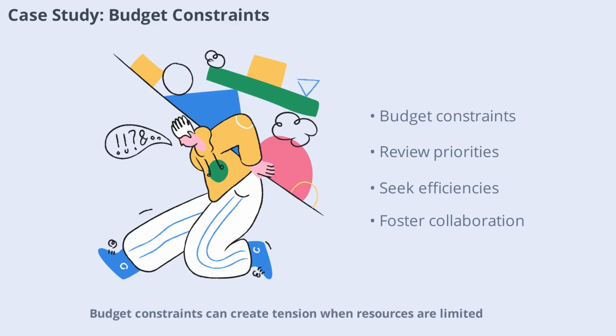Budget constraints can create tension when resources are limited. The source is financial, and the stage is manifest conflict. You review priorities, seek efficiencies, and communicate transparently with the team. By involving everyone in problem-solving, you foster collaboration and reduce stress.